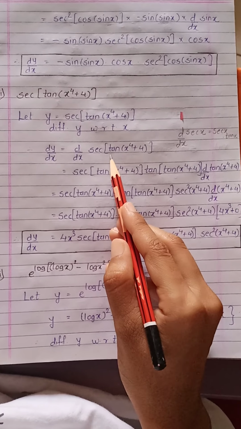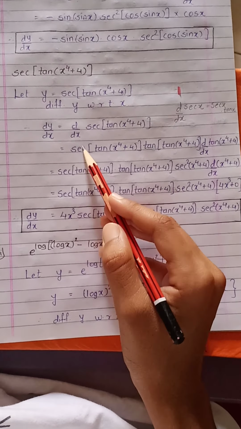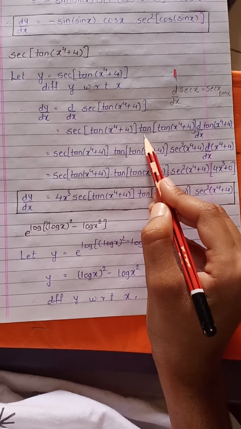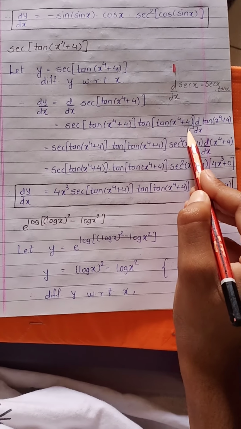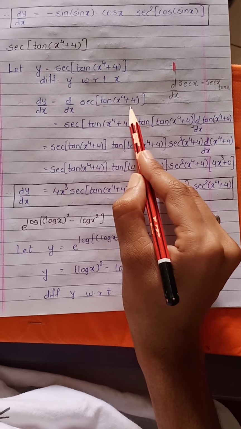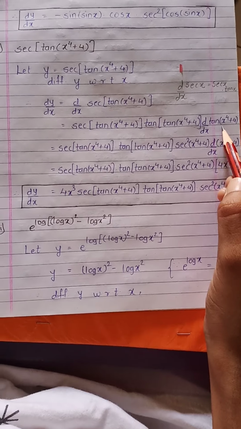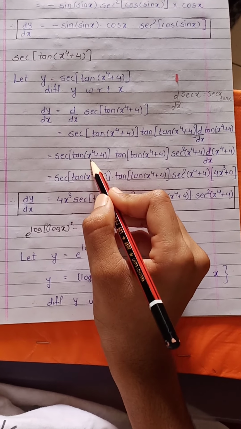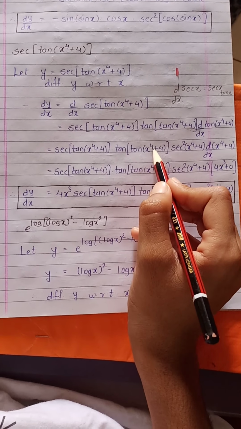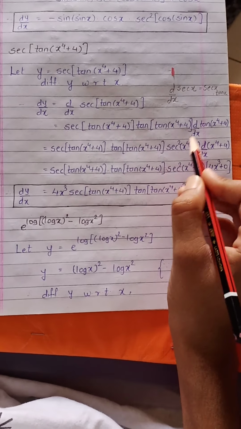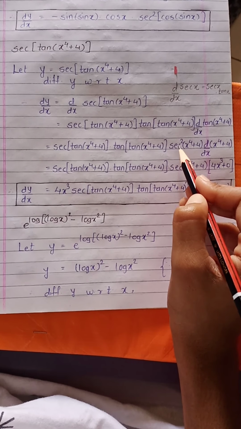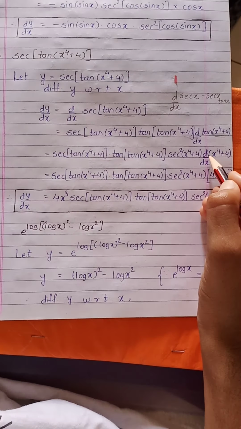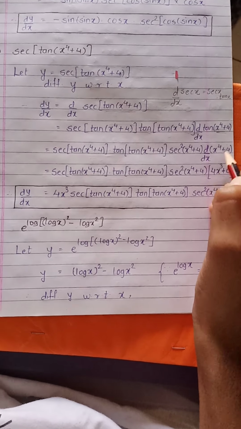So write your inner part properly. The step will be sec of tan of x raised to 4 plus 4 into tan of x raised to 4 plus 4. As we can see, the extra inner part is this, so take the derivative of that in multiplication. Now the next step will be sec of tan of x raised to 4 plus 4 into tan of x raised to 4 plus 4 into the derivative of tan, which is secant square, so secant square of x raised to 4 plus 4. Now this inner part is the extra part here, so the derivative of that in multiplication.